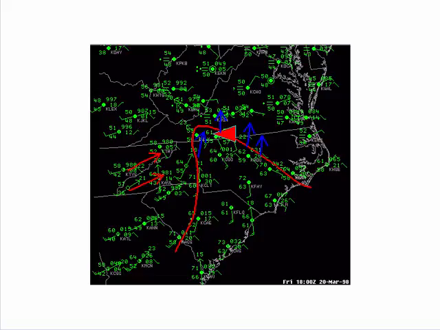So it looks like the greatest threat area would be along this portion of the front here, where we have the greatest convergence, the strong southwest winds and the strong southeast winds along the front, as well as a longer residence time in the warm sector.